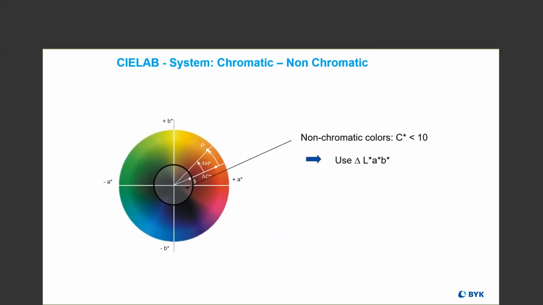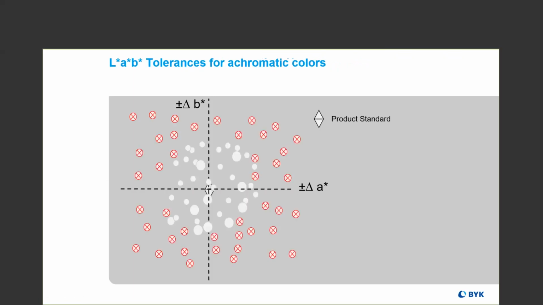So typically, the reason we have two different sets of coordinates for describing colors in the same color space is that typically we will use LAB values and LAB tolerancing when we're talking about achromatic or non-chromatic colors, which we consider to be colors with a chroma value less than 10. And for chromatic colors, which we define as colors with a chroma value greater than 10, we use LCH tolerancing. And I'm going to show you why.